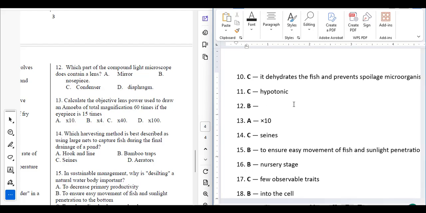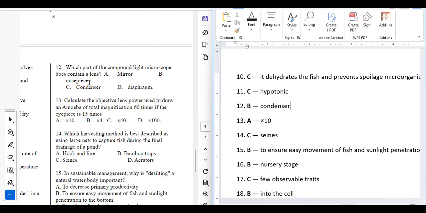A condenser, right? But the nose piece only contains the objective lenses. It provides the space for the objective lenses. So it holds them, but it doesn't by itself contain a lens. It's the objective pieces or lenses that contain, of course, a lens, right? So it's a condenser.